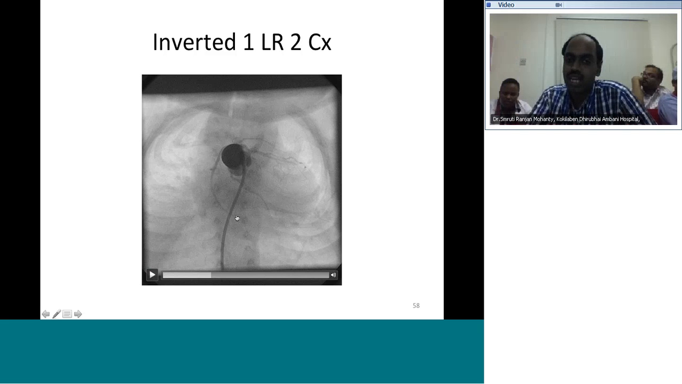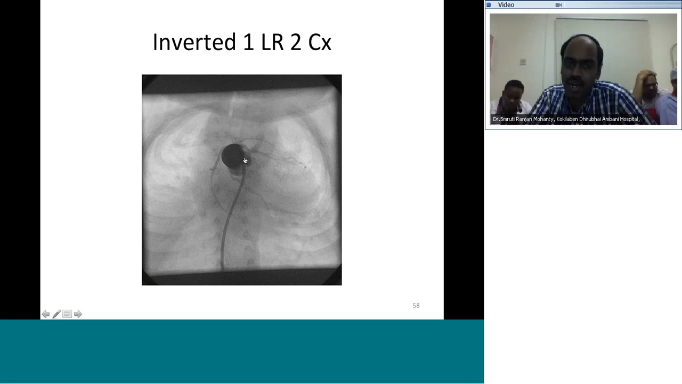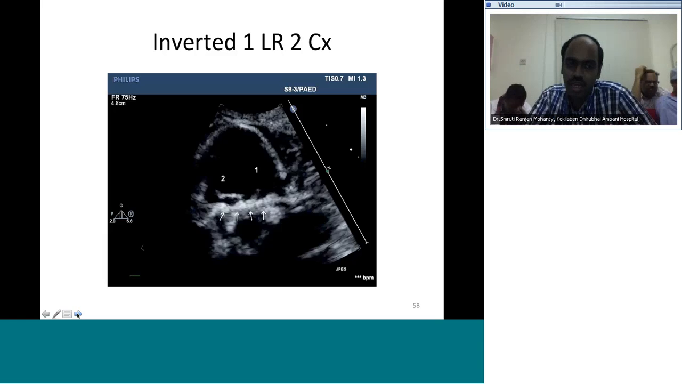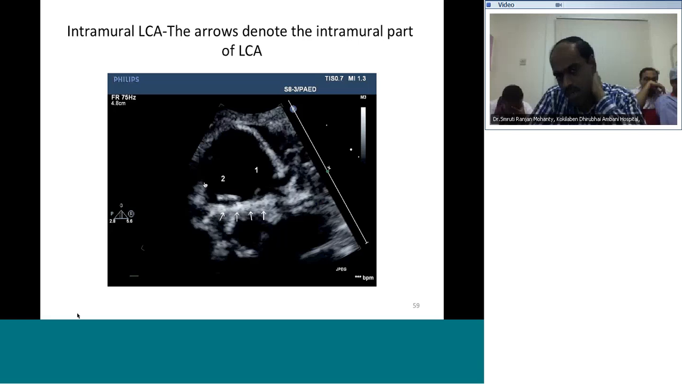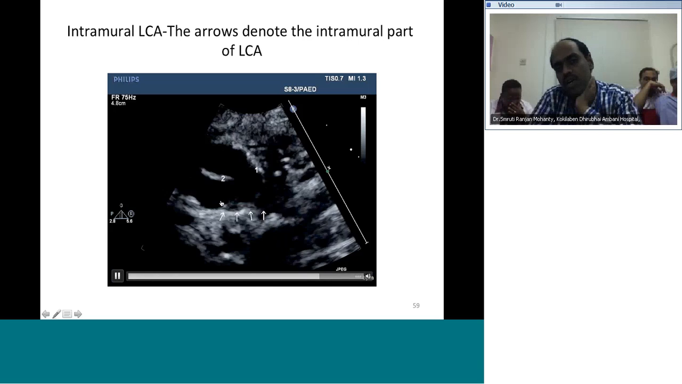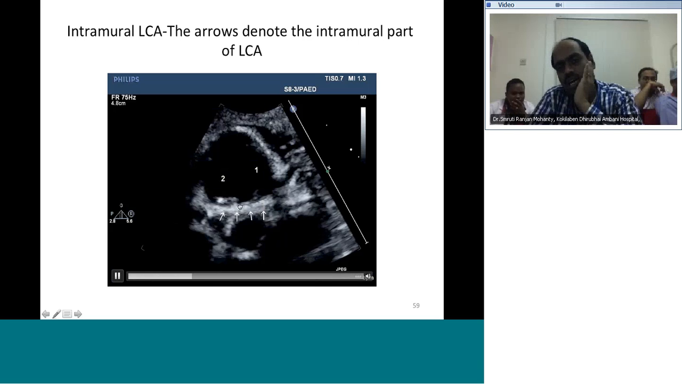So this inverted coronary is a high risk for arterial switch operation. Okay, and this is the way in which a classical laid back aortogram has to be done. Now this is intramural coronary. What is intramural coronary? Intramural coronary means a coronary that shares the wall with the aorta.